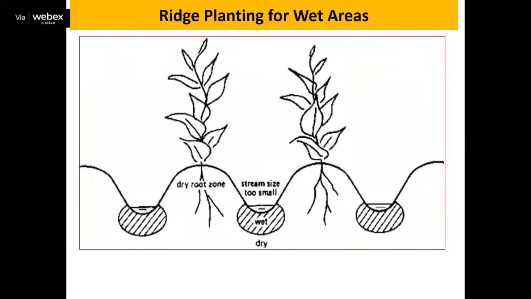And this is the ridge planting. This is opposite to dry land, where you get high rainfall. So you can make trenches, like for banana or sugarcane, they make trenches. In the bund, they can make the planting.